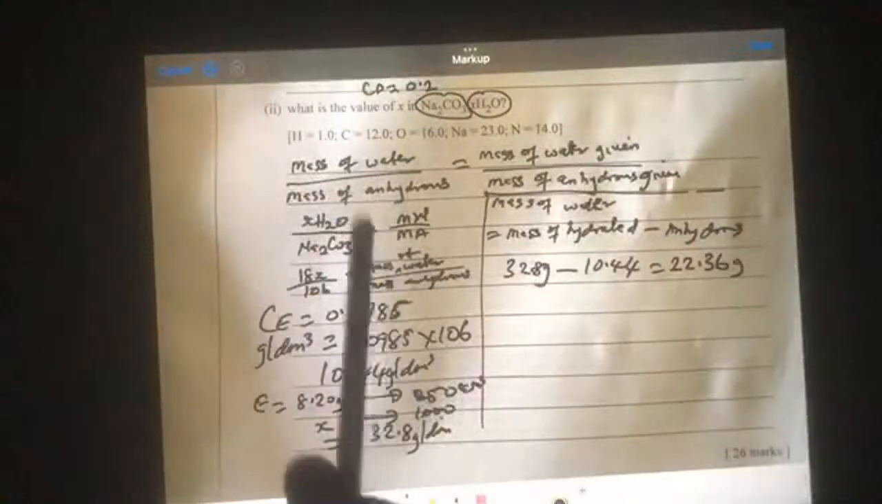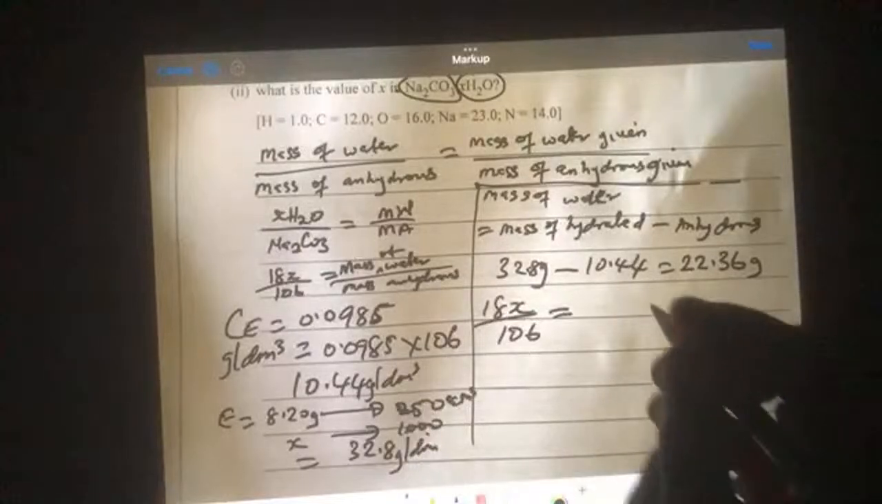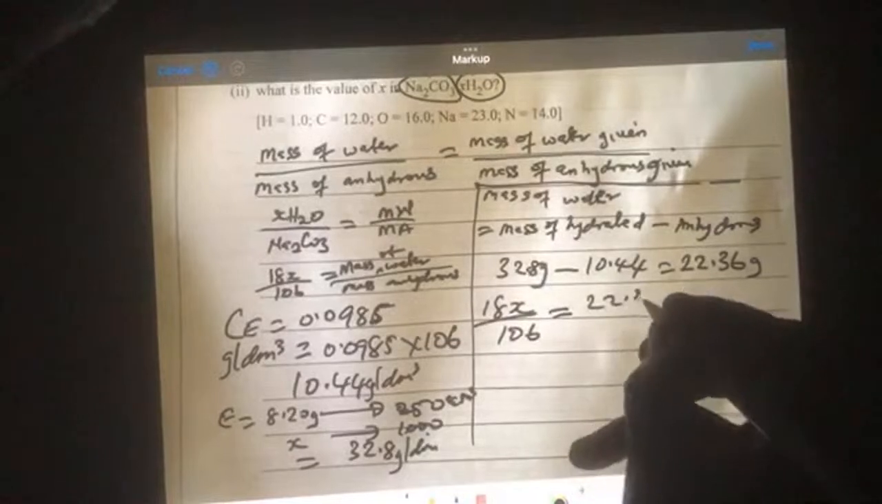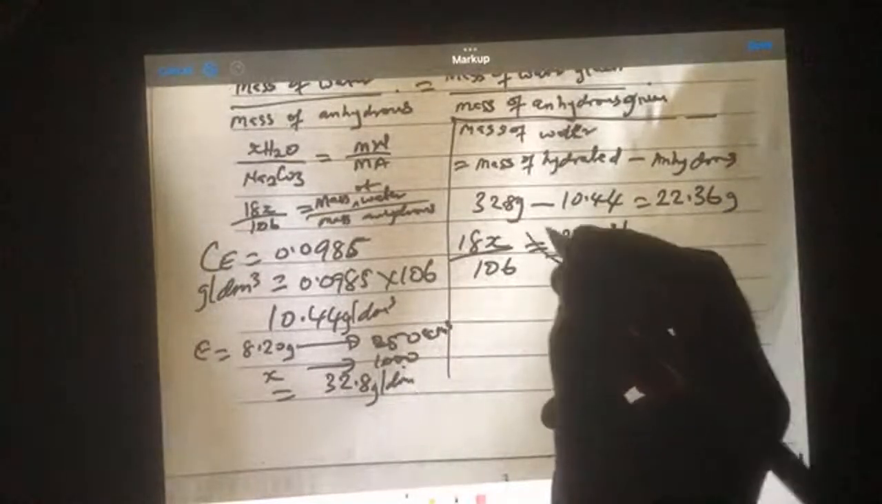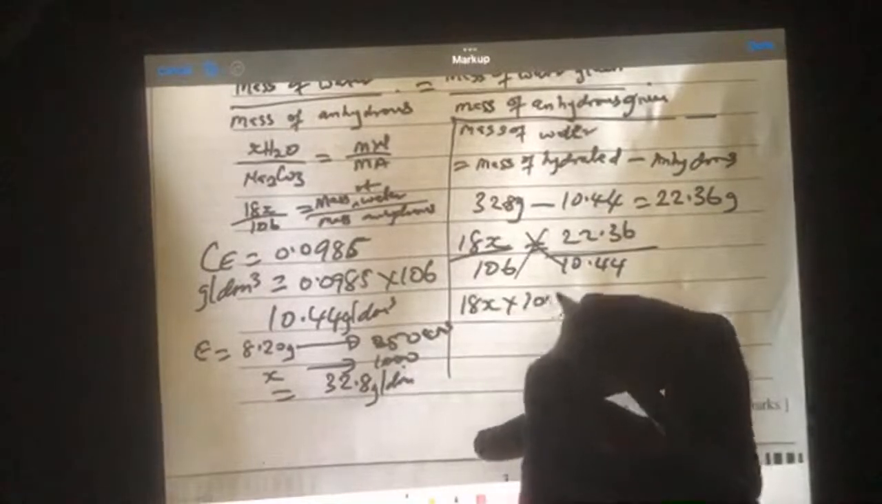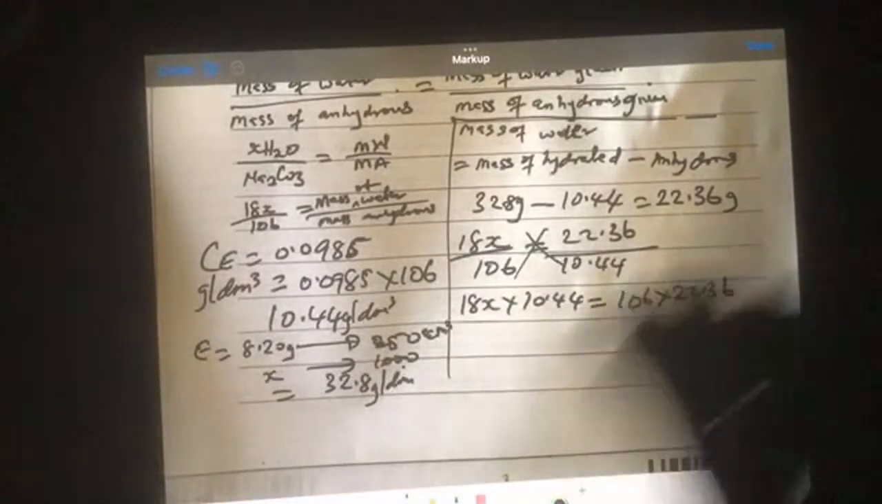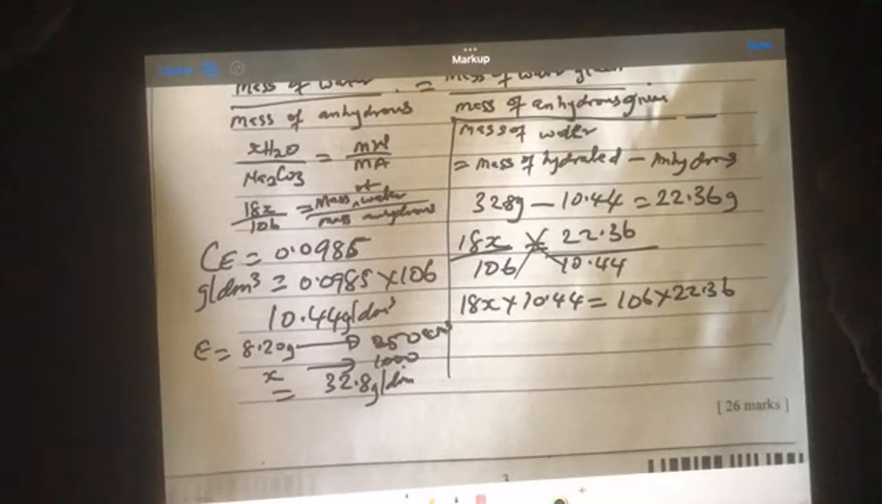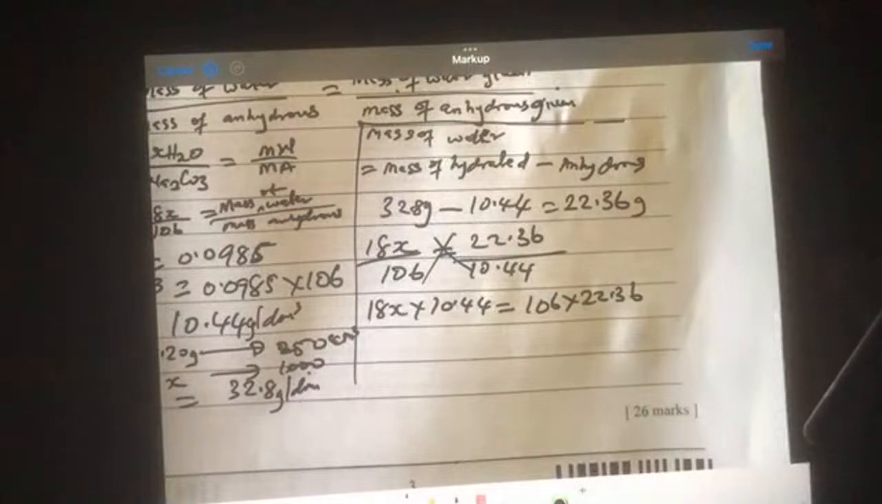Therefore, we go back here now and start fixing. We have gotten all we needed. This implies that 18x over 106 is equal to mass of water, now 22.36, all over mass of anhydrous, of course, now the 10.44, in that order. You now cross multiply. You now have mathematically that 18x times 10.44 is equal to 106 times 22.36. So 106 times 22.36 will give us what?